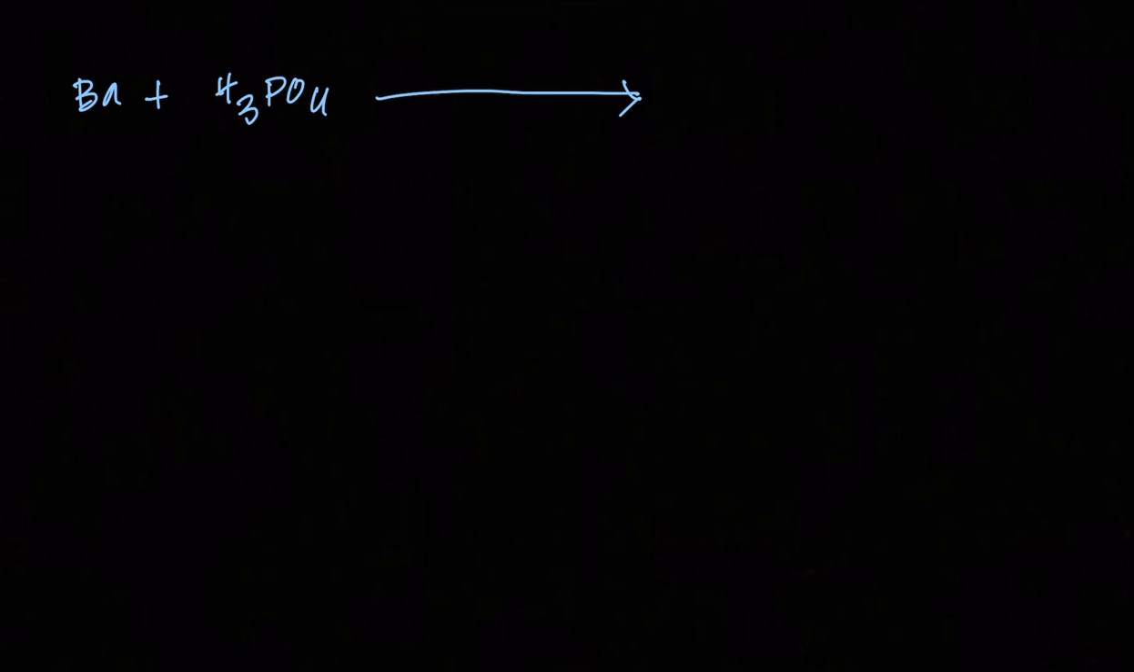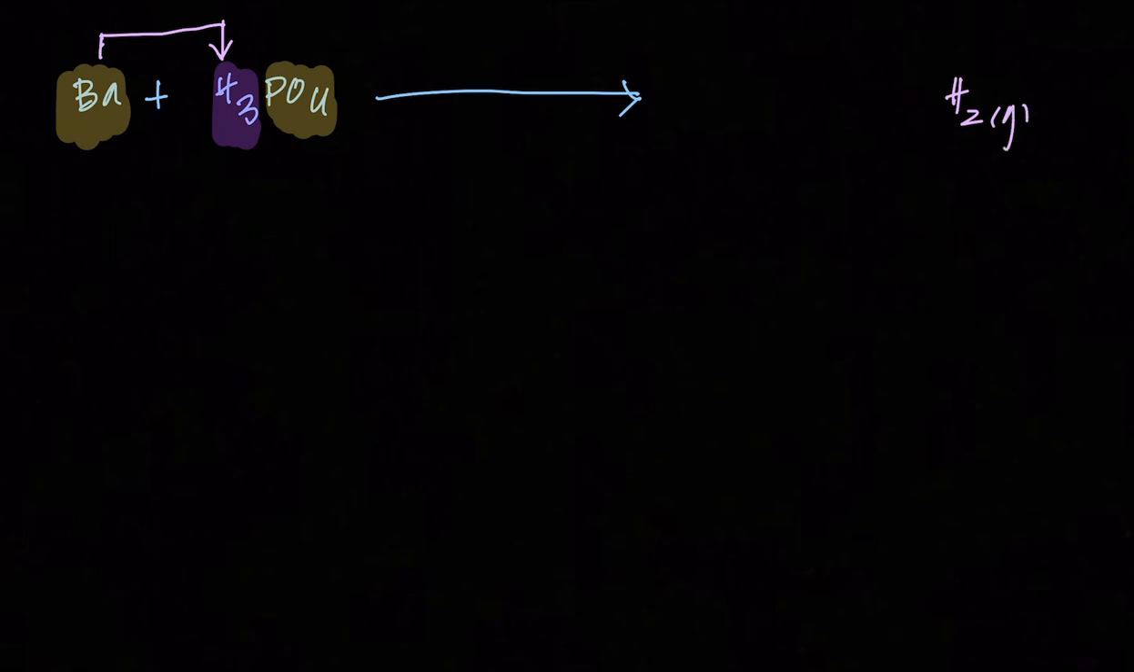balanced equation, right? So what you do is you say, okay, barium is more reactive than hydrogen, it's going to displace this hydrogen, and therefore an ionic salt is going to be formed, which is going to be barium phosphate, and this hydrogen which is displaced would be formed as hydrogen gas. So hydrogen gas is going to be formed, and an ionic compound is going to be formed. Now what is going to be the formula for this ionic compound, and how do you balance this out?